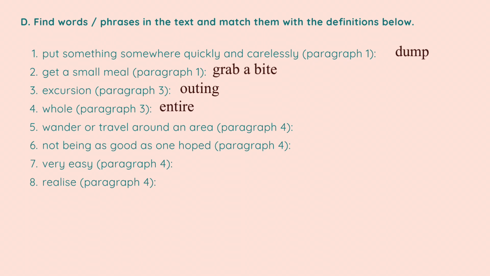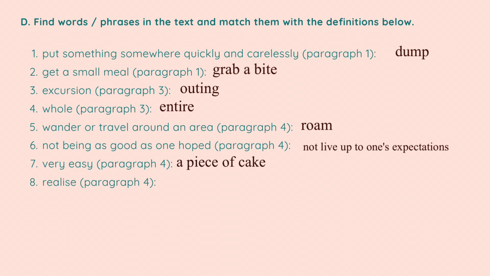Correct. Number 5. Wander or travel around an area, in paragraph 4. The answer? Roam. Number 6. Not being as good as one hoped. This one is also in paragraph 4. Yes, correct. Not live up to one's expectations. Second last question. Very easy, in paragraph 4. The answer? A piece of cake. Number 8. Realize, in paragraph 4. And the answer is cross one's mind. Congratulations, class. You did it.